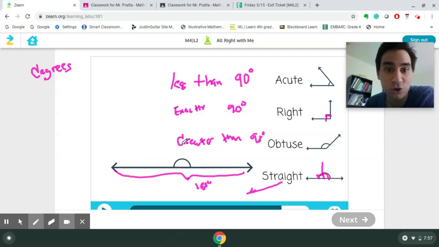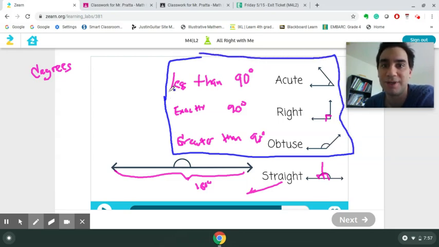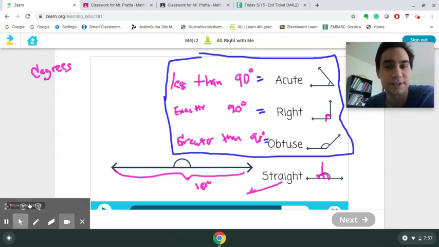Today, your goal, write these down. These must be memorized. These must be committed to memory because they're going to be very helpful as we move forward. Acute, less than 90 degrees. Right angle is exactly 90 degrees. And obtuse is greater than 90 degrees. You might want to pause the video and write that down now before you continue.